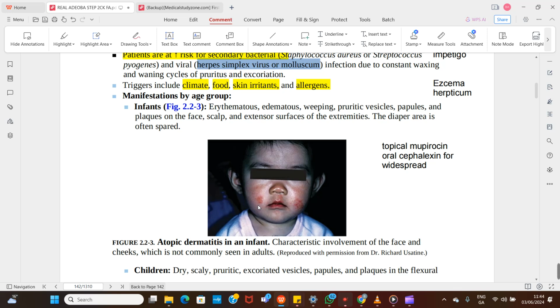Don't forget that. In the face of a young child, think about atopic dermatitis. In the face, particularly within the cheek, the scalp, or the extensor surface of the extremity, like the backside of the hand or the forearm. The diaper area is not affected. This is not seborrheic dermatitis. The diaper area is not affected.